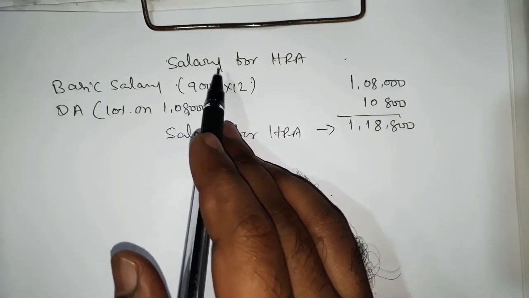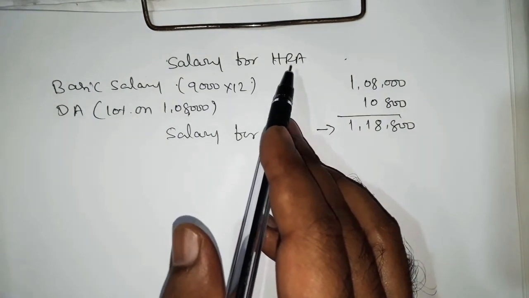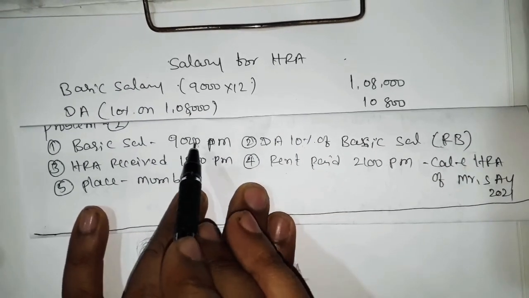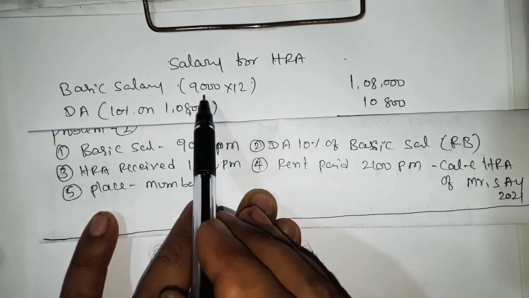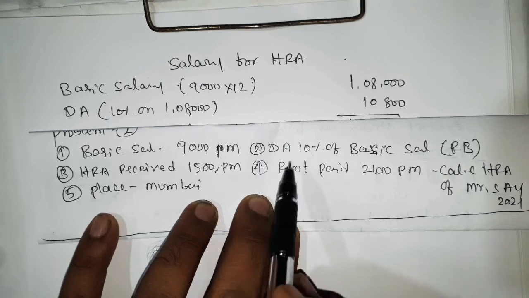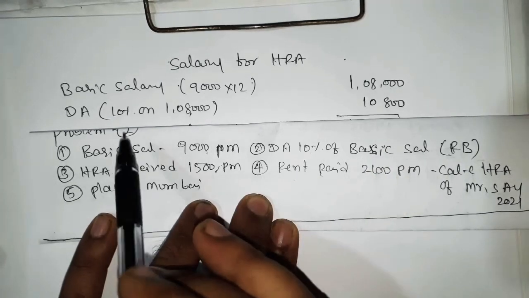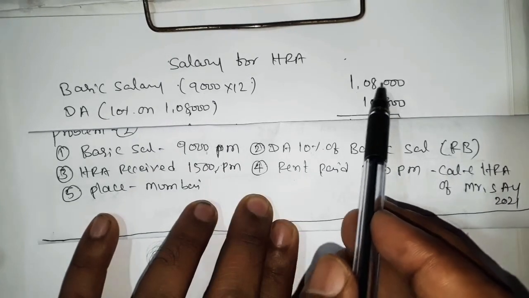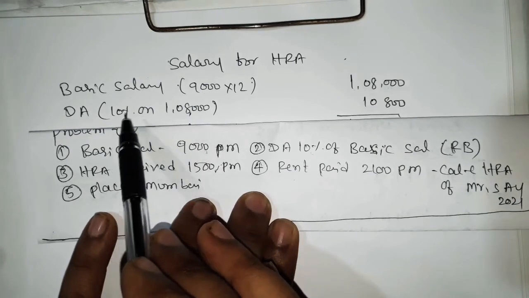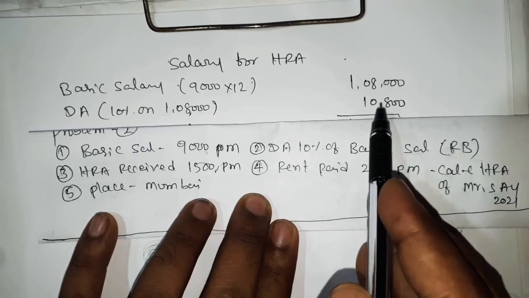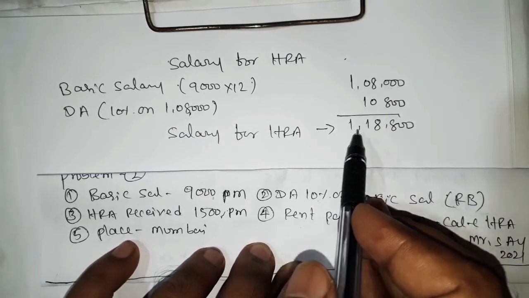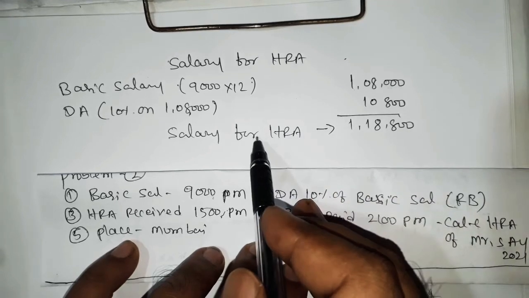Firstly, we need to go with the salary for HRA. How much they have been paid as salary? Salary has been paid 9,000 per month. So that is 9,000 into 12, 1,08,000. DA has been 10 percentage on the basic salary. The basic salary total is 1,08,000, so 10 percentage on 1,08,000 means 10,800. When we add together, 1,18,800 is the salary for the HRA.